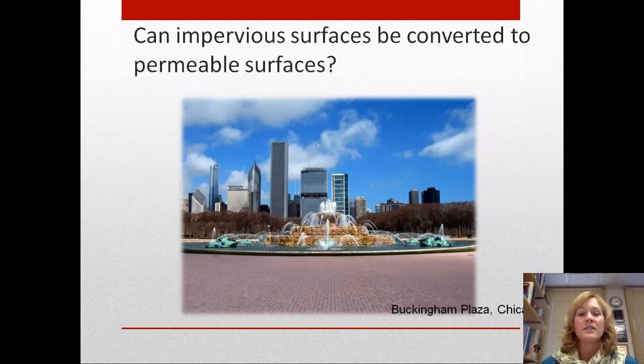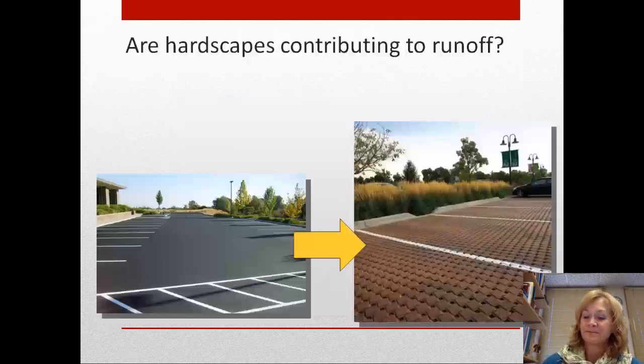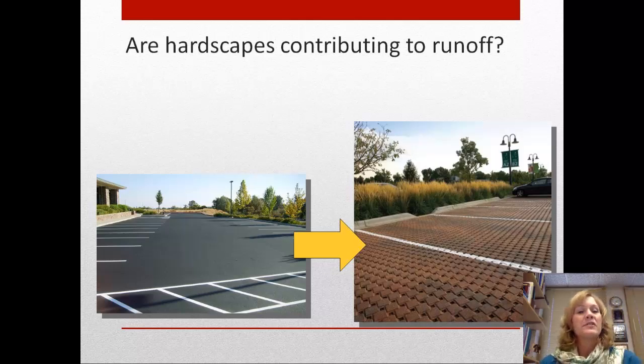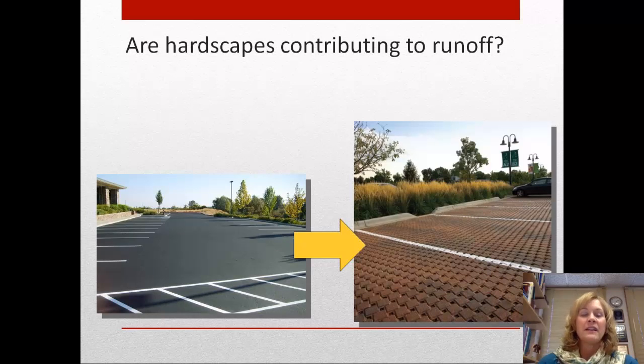It's a very large fountain area, and when there are significant rain events, there's quite a bit of water that could be created on that surface that, if it's not managed, would run off either into the streets and possibly end up getting into a waterway that's nearby. So that kind of brings us to this question of, are the hardscapes contributing to the runoff? So the parking lot on the left is a traditional parking configuration where you've got the asphalt.